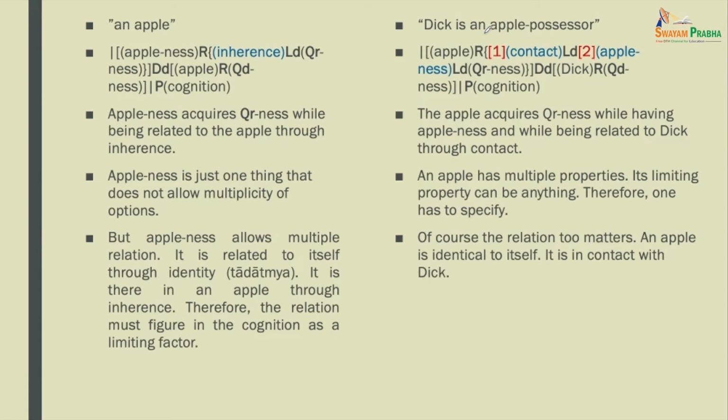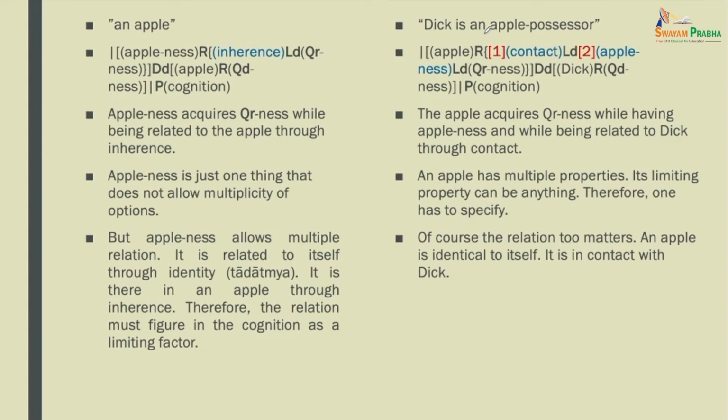The point is, you see, an apple is always an apple, right? It always has appleness. That way, an apple is ever limited by appleness. But not all the time is it a qualifier. It's a qualifier only when it qualifies something, not otherwise. What happens when it becomes a qualifier? It gains a property called qualifierness. This is very, very important.